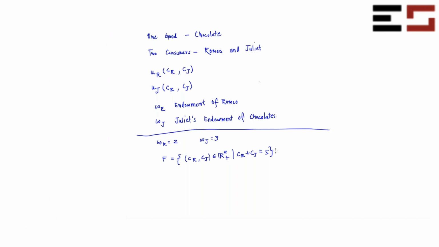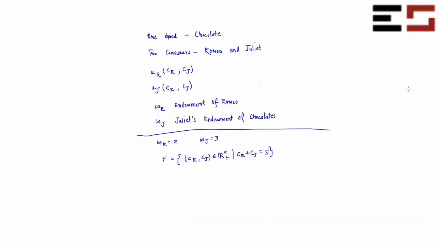Any pair CR, CJ is said to be feasible if the sum of the consumption of the chocolates in that pair, CR plus CJ, must be equal to the total endowment of chocolates in the economy, which is 5 in this case. Is that okay? Okay, so that's feasible allocations.